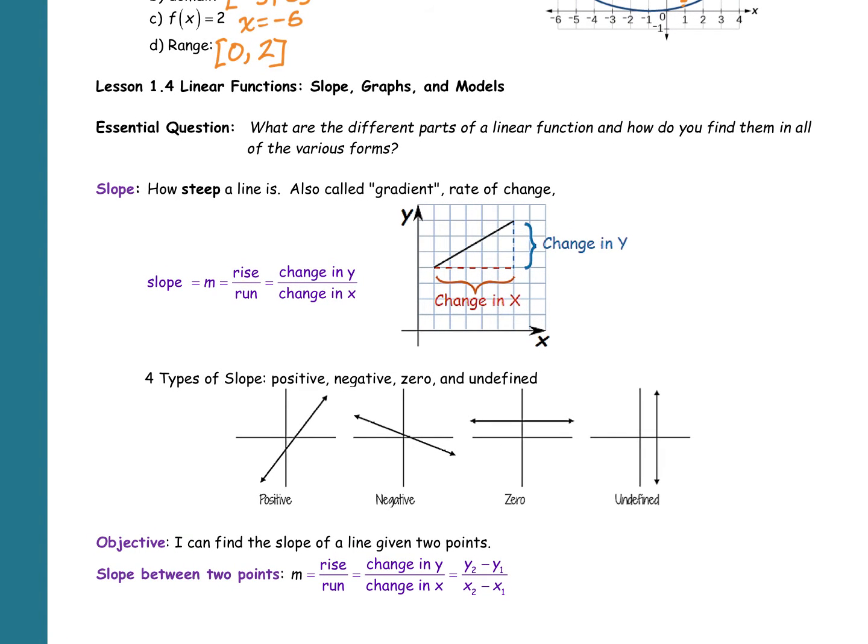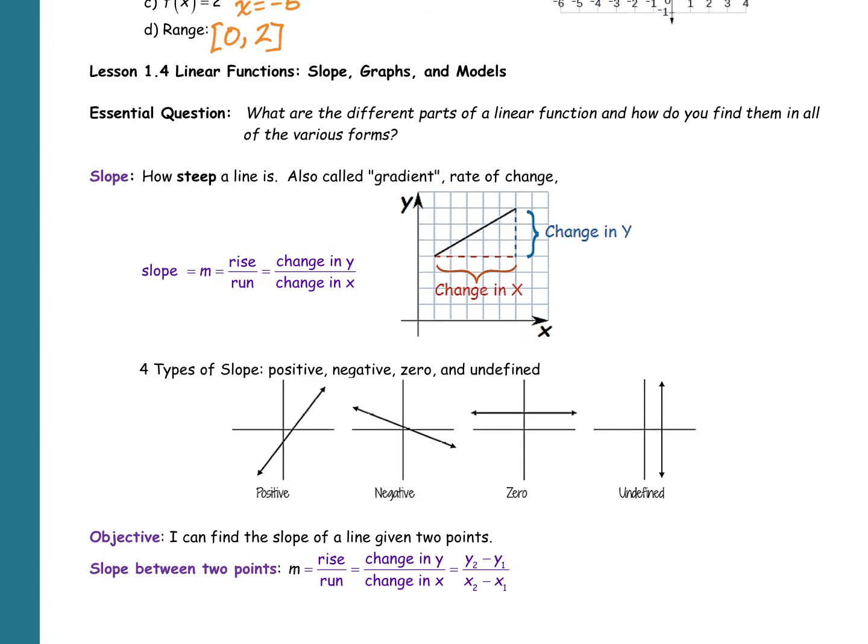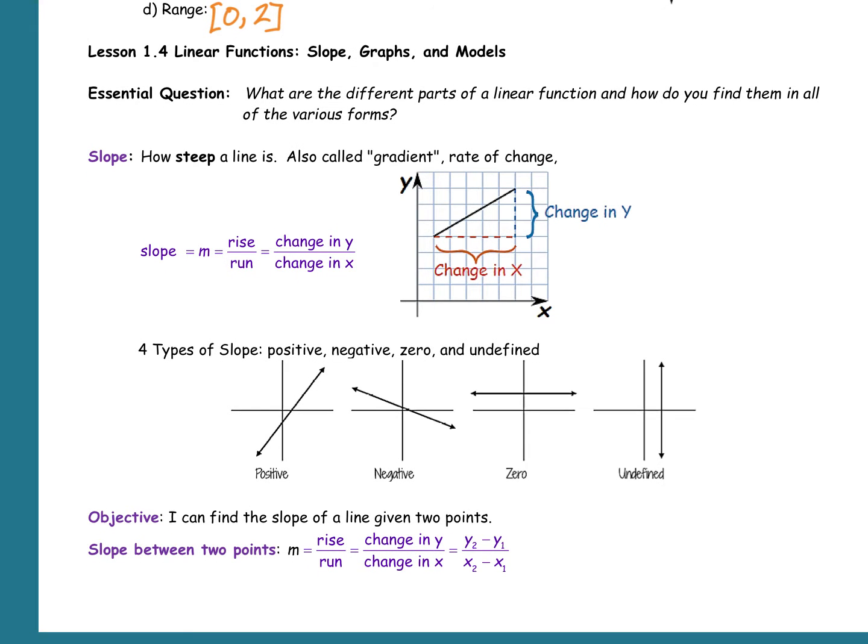It's also called the gradient or rate of change. So you won't hear gradient very often, but you will hear rate of change. That's another word for slope. Slope equals rise over run. You guys already know that. That's the change in y over the change in x.